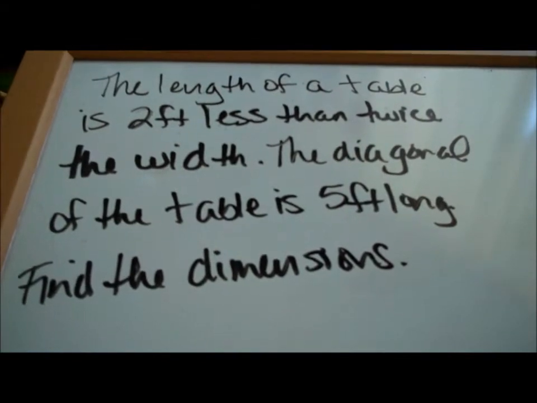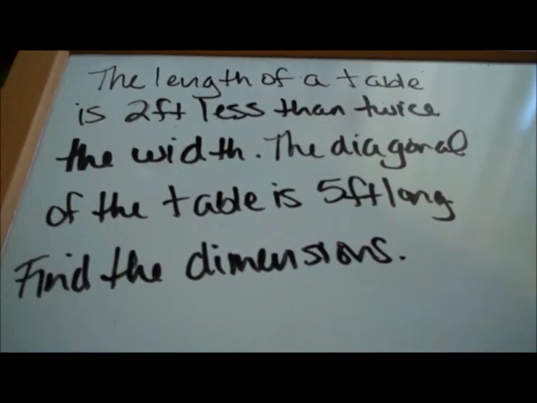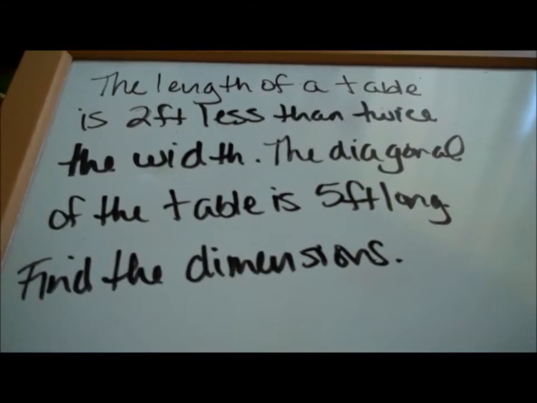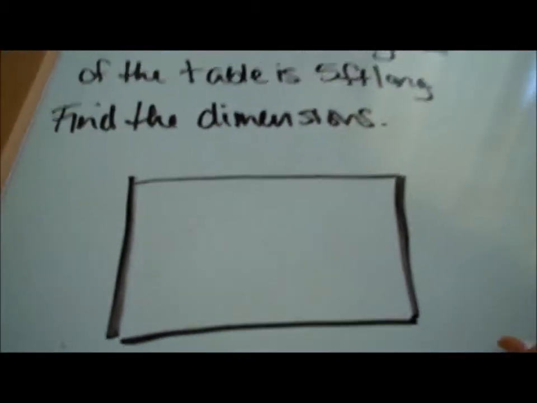Okay, this one says the length of a table is 2 feet less than twice the width. The diagonal of the table is 5 feet long. Find the dimensions. So again, I would draw a picture. We're talking about a rectangular table.